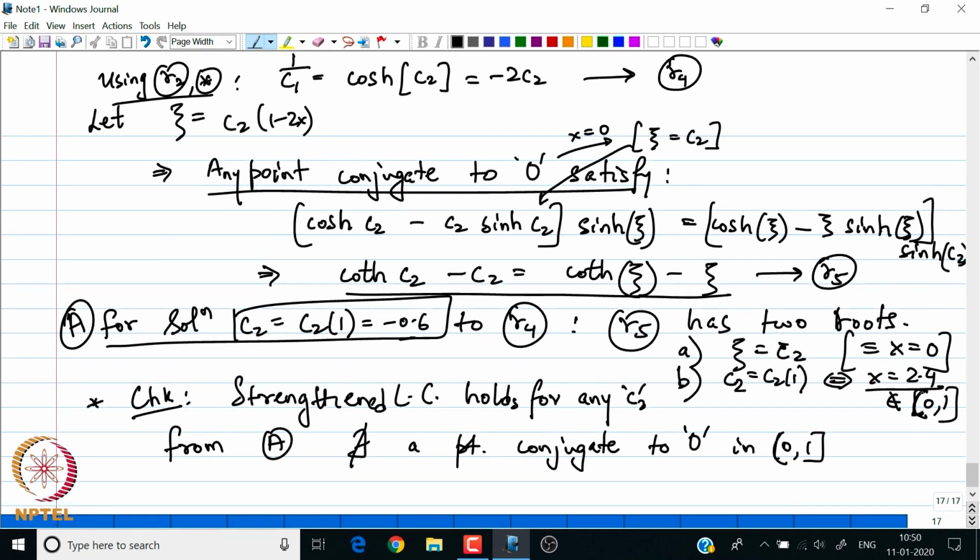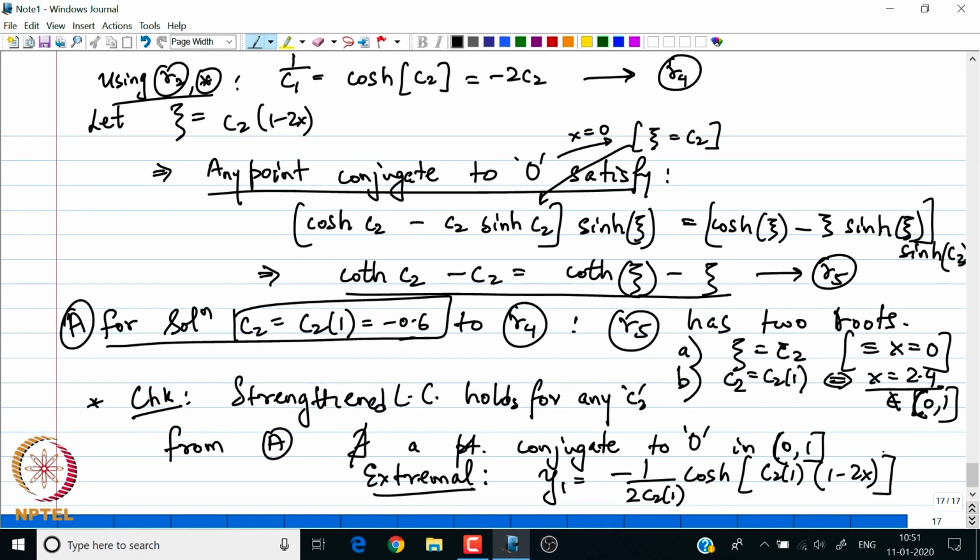So, which means that the extremal that I am going to get, which is y1, equal to negative 1 by 2 C2 of 1 cosh of C2 of 1 times 1 minus 2x, is a weak local minima, right.